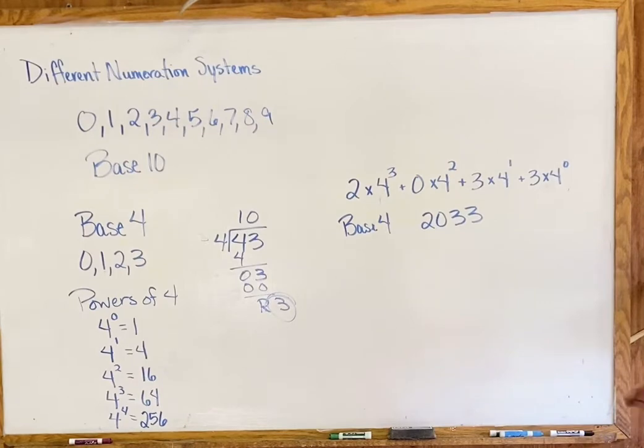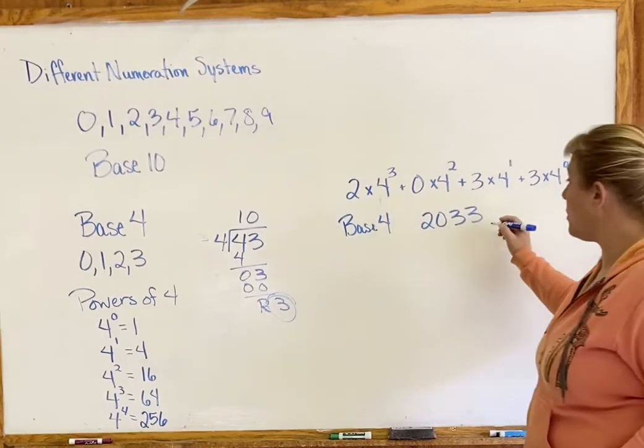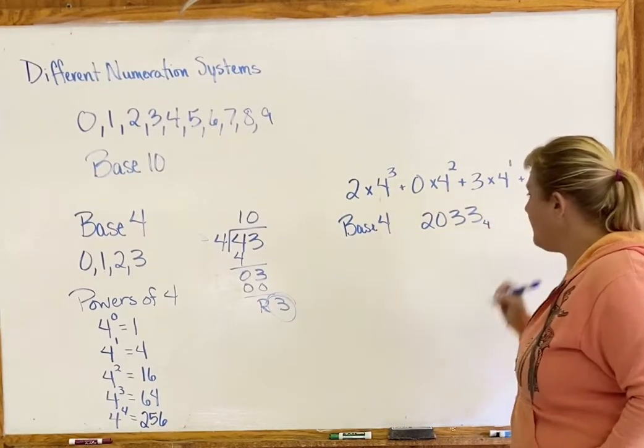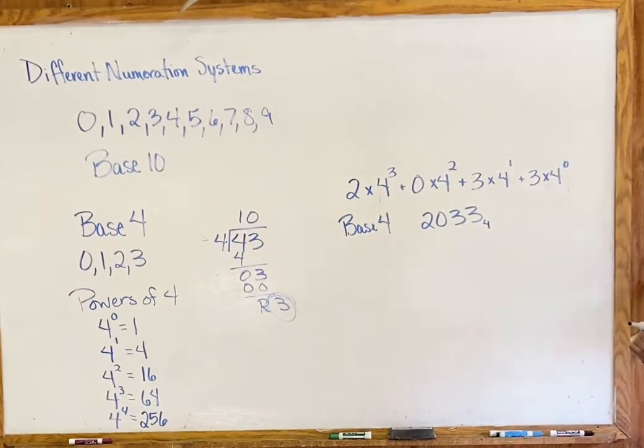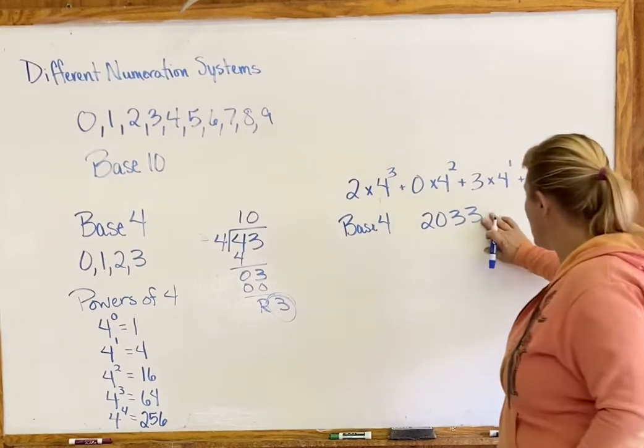2033. Now, don't say that as two thousand thirty-three. It's two, zero, three, three. And then I'm going to hit it with a little subscript of a 4. And that little subscript, actually, are we writing it with 4? No, we're writing it out, sorry.